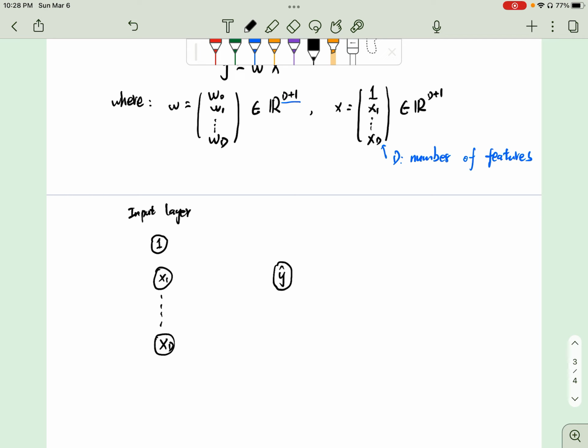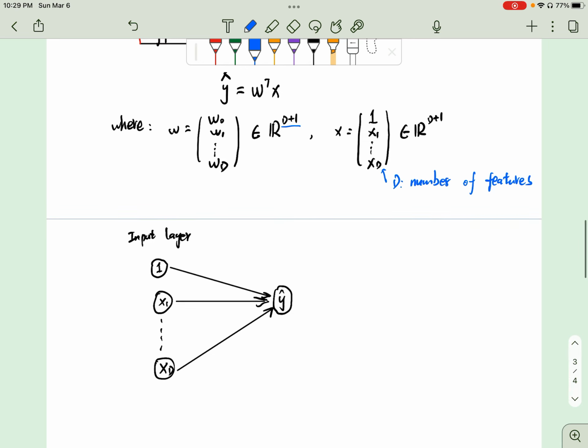Next, I will draw some straight lines here to represent that they are connected. How are they connected? They are connected by the weights. So you can see this 1 will be multiplied with omega 0, so I write omega 0 here. And this x1 will multiply with omega 1, of course. And this will multiply with omega d here. So I call this y hat the output layer.